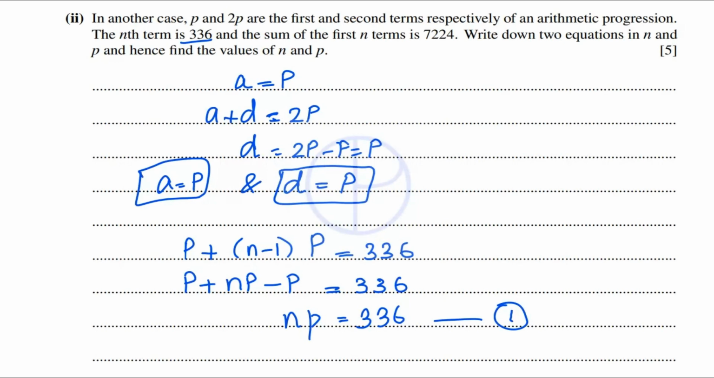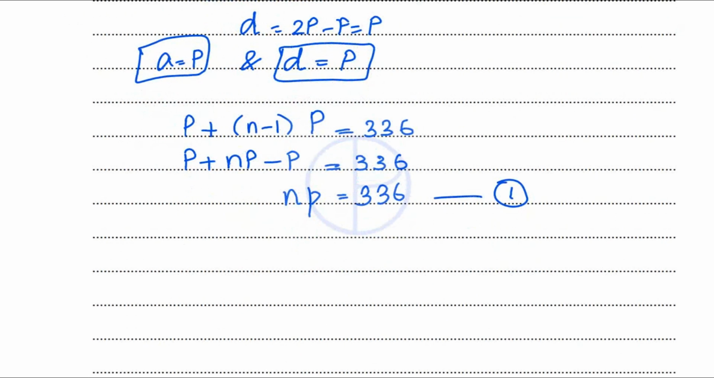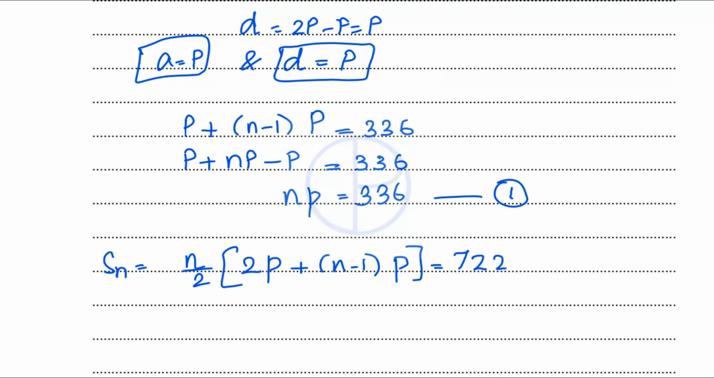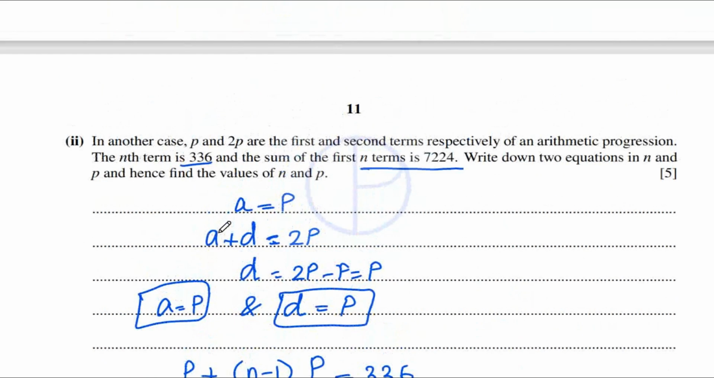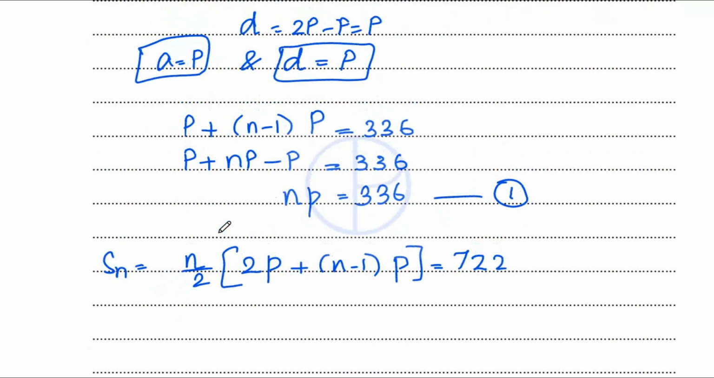Then the sum of the first n terms is 7224. n divided by 2 multiplied by (2a, so 2p, plus (n minus 1) multiplied by d, which is p) equal to 7224.